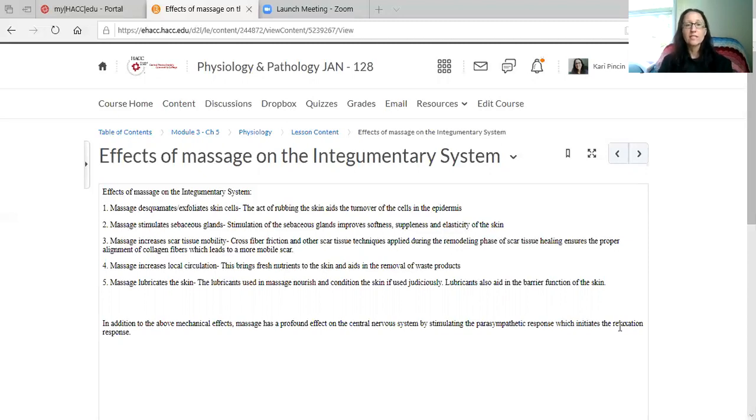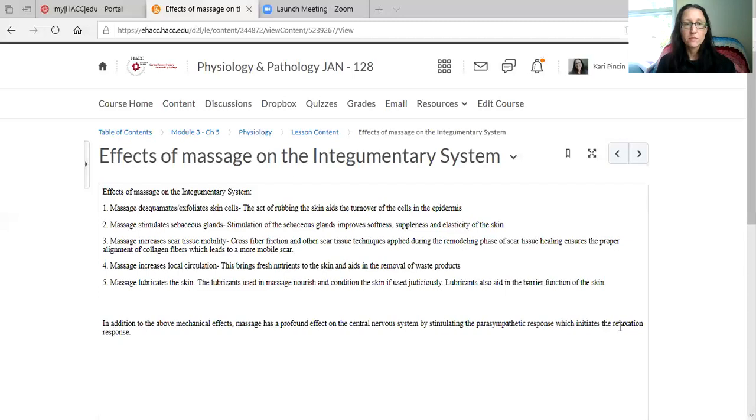Now, massage stimulating sebaceous glands. Do you think that is a reflexive or a mechanical effect? Yes, it is another mechanical effect. As you are squishing the skin and rubbing over the skin, the sebaceous glands are releasing more oil in response to movement of the hair, essentially.